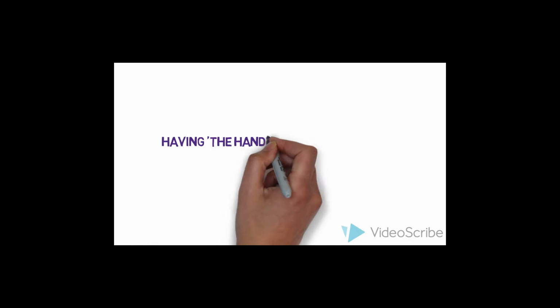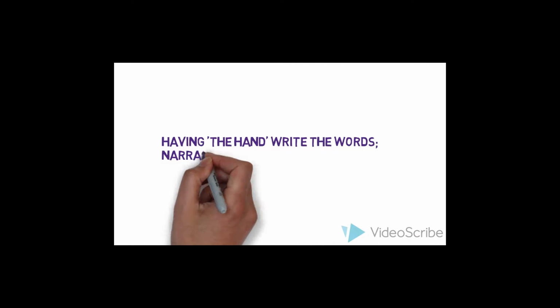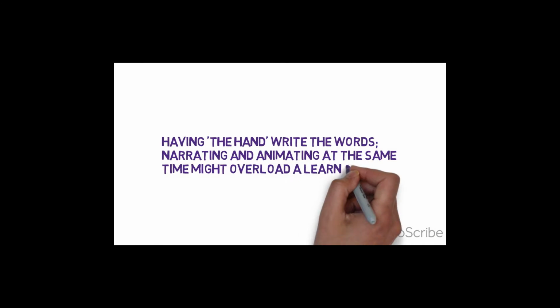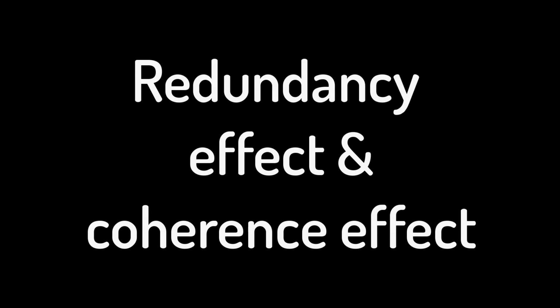Having the hand write the words, narrating it and animating at the same time might overload a learner. This is due to the redundancy effect and the coherence effect. The redundancy effect suggests that there is better transfer if words are presented as narration rather than narration and on-screen text. Also, the coherence effect suggests removing extraneous material that interferes with processing, like the hand.